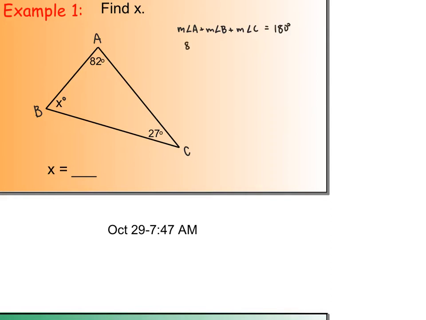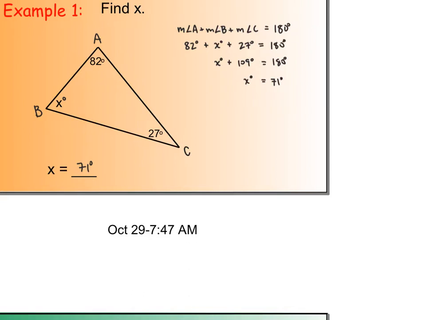Well, the measure of angle A was 82 degrees. The measure of angle B, I'm going to call X degrees. And the measure of angle C is 27 degrees. So whatever value for X would add the 3 on the left to be 180 is what I'm seeking. So I'm going to combine 82 and 27. That'll be 109. So X degrees plus 109 degrees would equal 180 degrees. I can subtract 109 and I'd see that X is equal to 71 degrees. That is the triangle sum conjecture.